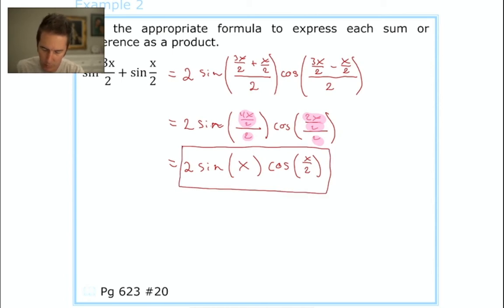We can't distribute this leading coefficient multiple by 2. That 2 cannot multiply into those arguments. So we're going to leave it right where it is and put our box around that as a final answer.